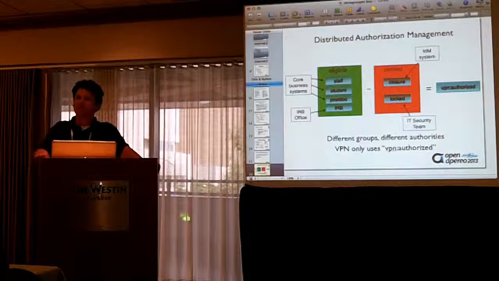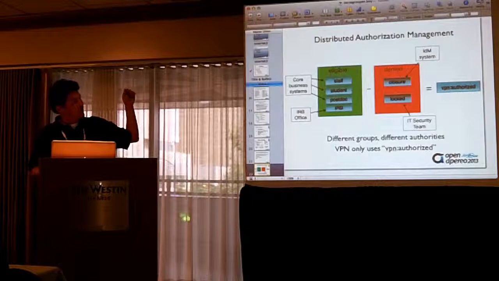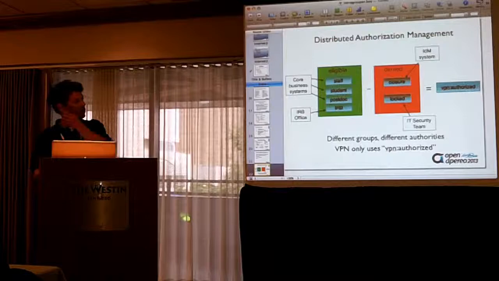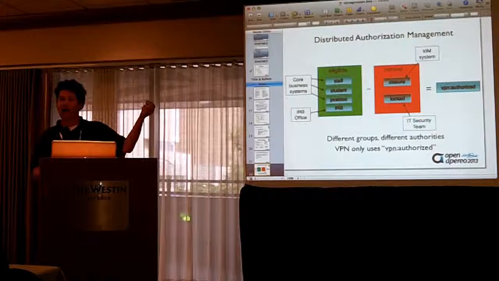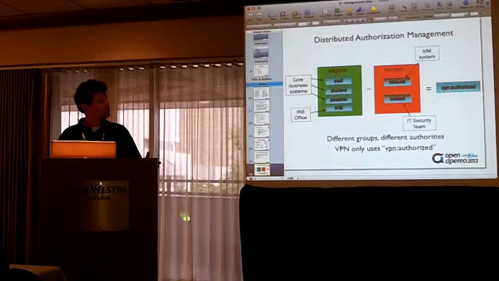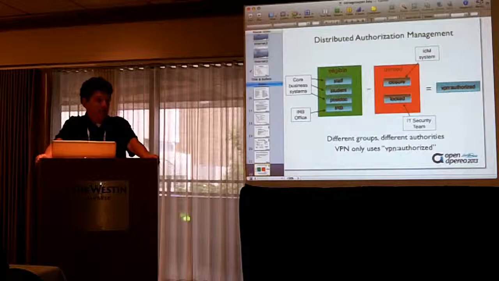So Grouper manages data coming in to create these reference groups. It provides a facility to do the ad hoc management in the IRB office. It provides the functionality to do the group math to arrive at the final designation of VPN authorized. So I think this greatly captures the power of the Grouper system, and it has the power to then publish that VPN authorized out into an LDAP directory where the VPN can use it. Yes, so the VPN authorized, in particular in this example, would be published out to an LDAP directory.